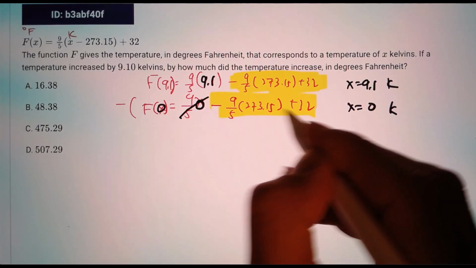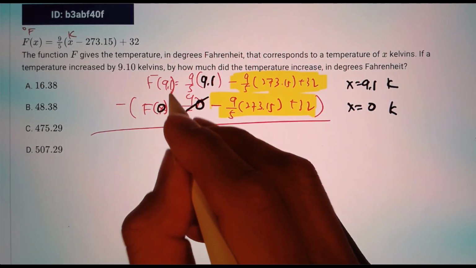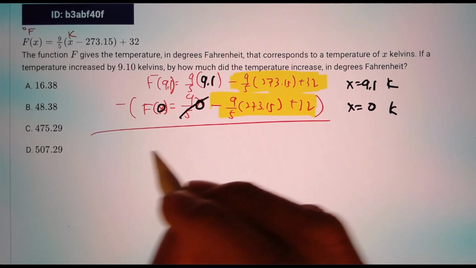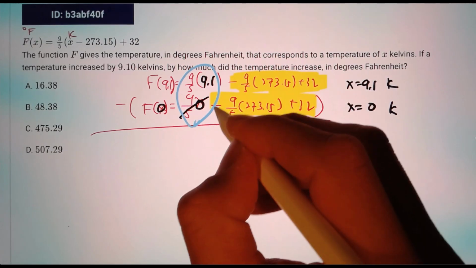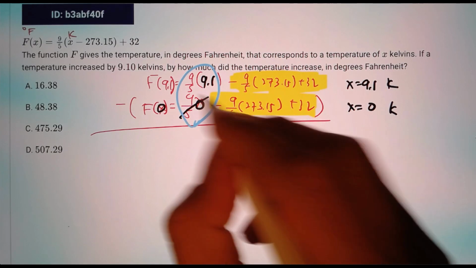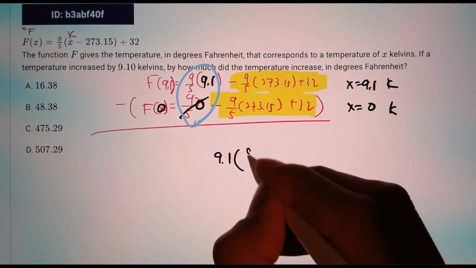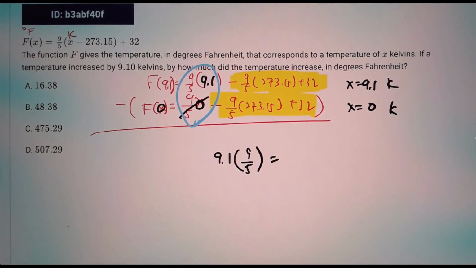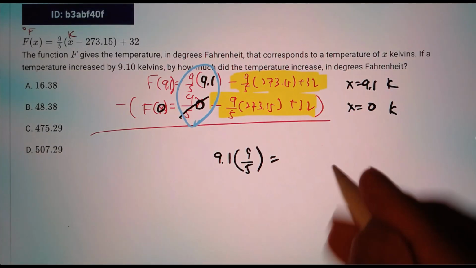And when you subtract the entire equation, which is another way of seeing how 9.1 Kelvin increased, the only thing that really changed is this part. So the bottom being 0, everything cancels away. And 9.1 times 9 over 5, let's put that in the calculator. 9.1 times 9 over 5. Okay, that's 16.38 exactly.